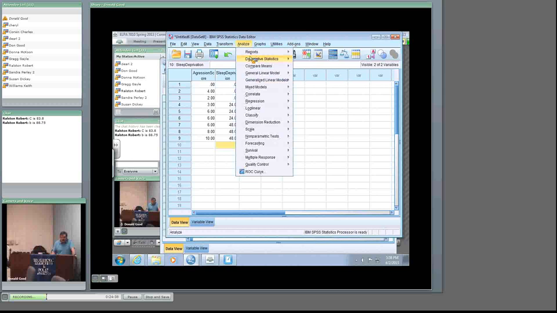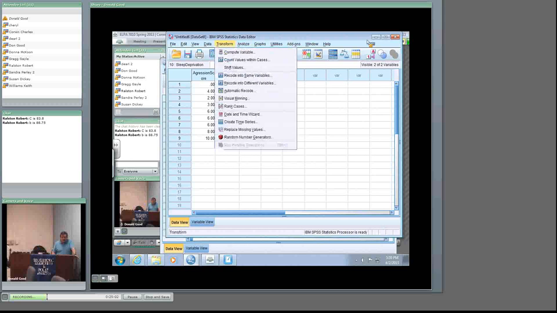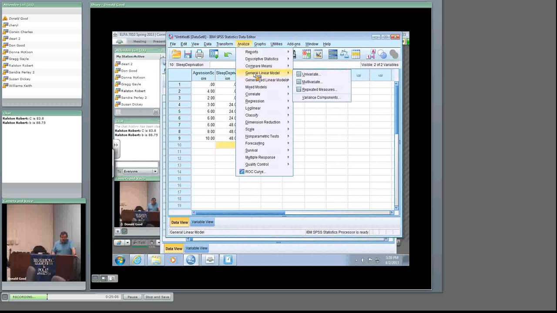If I look at compare means, one of my options is one-way ANOVA. You can do it this way. And it makes sense to do it that way, and it's fine. But I'm not going to, because when we do a two-way ANOVA, I can't go that way. So I'm going to go the way I can always go. I'm going to go to, and I don't know why they call it this, so before you ask, I don't know, general linear model.